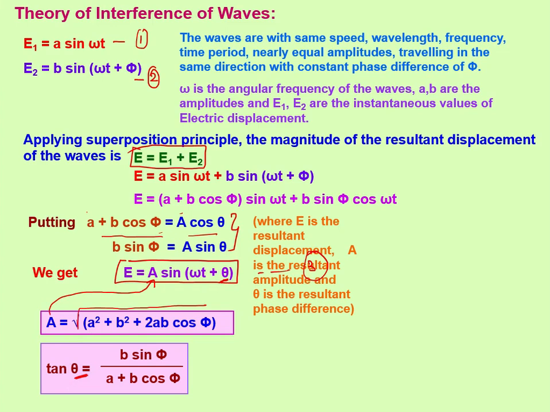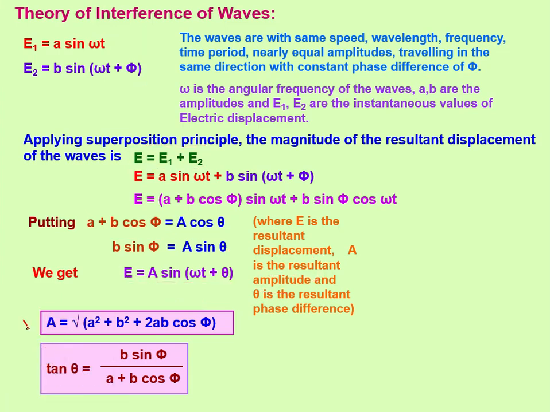Correct? So this is pure mathematical analysis of interference. When they are added, we apply superposition, apply some trigonometric identities, and we get the resultant wave as A sine omega t plus theta, where capital A is the amplitude of the resultant wave and theta is the phase of the resultant wave. Now moving on, we'll analyze these equations further, and this capital A is root a square plus b square plus 2ab cos phi.